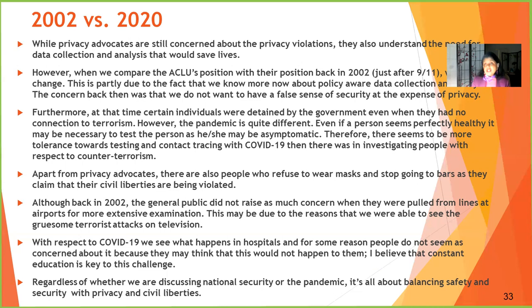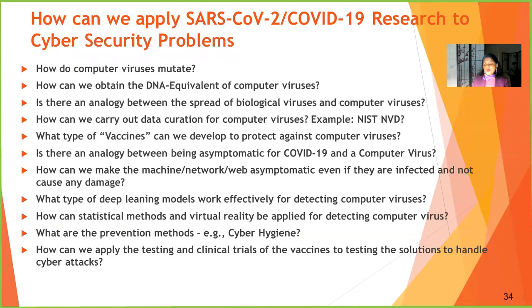I believe that constant education is also important, regardless of whether we are discussing national security or the COVID-19 pandemic. It's all about balancing safety and security. We want to be safe and we want to be secure with privacy and civil liberties. And what's the solution? The solution, at least so far, seems to be policy aware data collection, sharing, and so on, right? So only a few more charts.